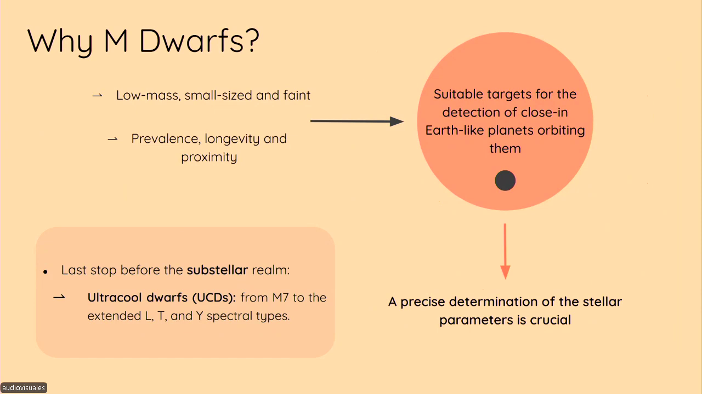Okay, but why is it important to study M dwarfs? So there are several reasons, but today we are going to focus on two of them. The first one is that because of their low mass, small size, and faintness, combined with their prevalence or abundance, their longevity, and their proximity, these M dwarfs are very suitable targets for the detection of close-in Earth-like planets orbiting around them. Okay, as they have a very small size and they are very faint, it is easier to detect planets transiting them than in other hotter types of stars.